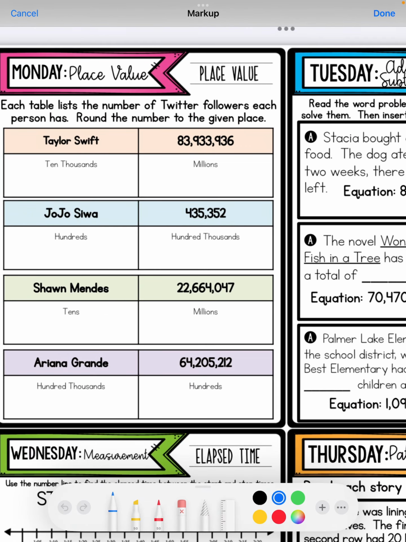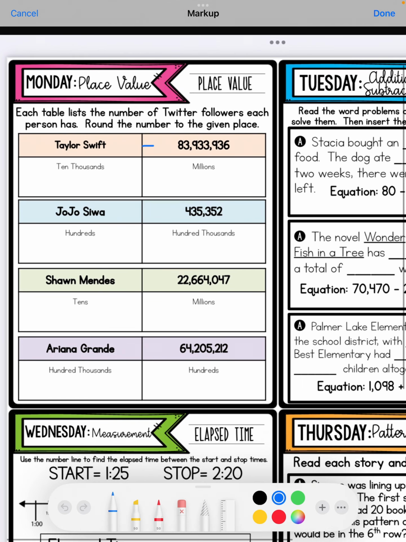It says each table lists the number of Twitter followers each person has. Round the number to the given place. So we have to round that number twice. Looking at the Taylor Swift one, this is the amount of followers she has. We need to round this number first to the 10,000s place, and then we'll take that same number and round it to the millions place.